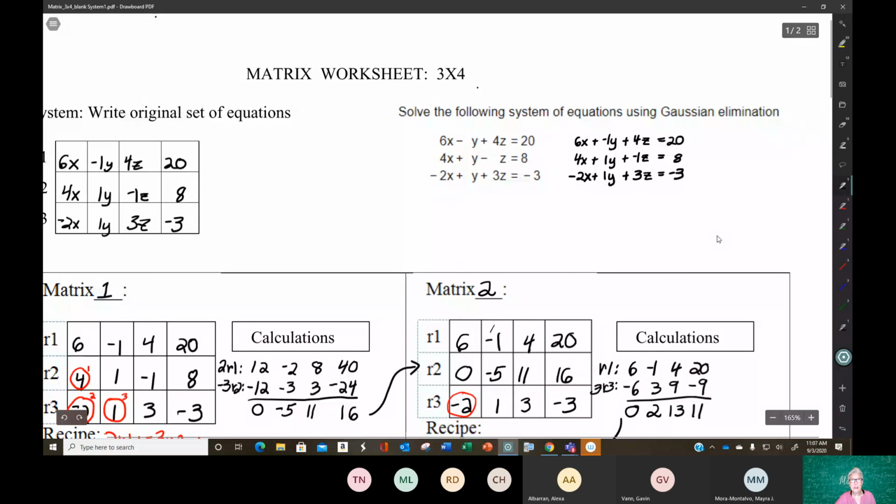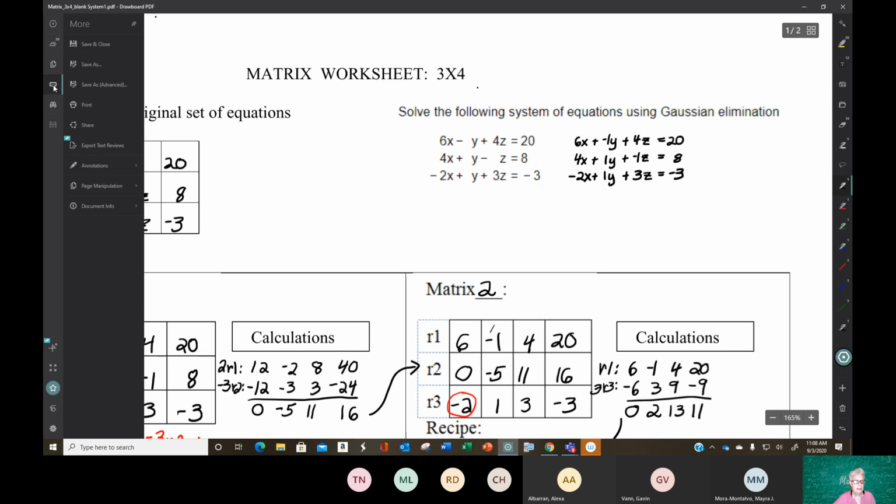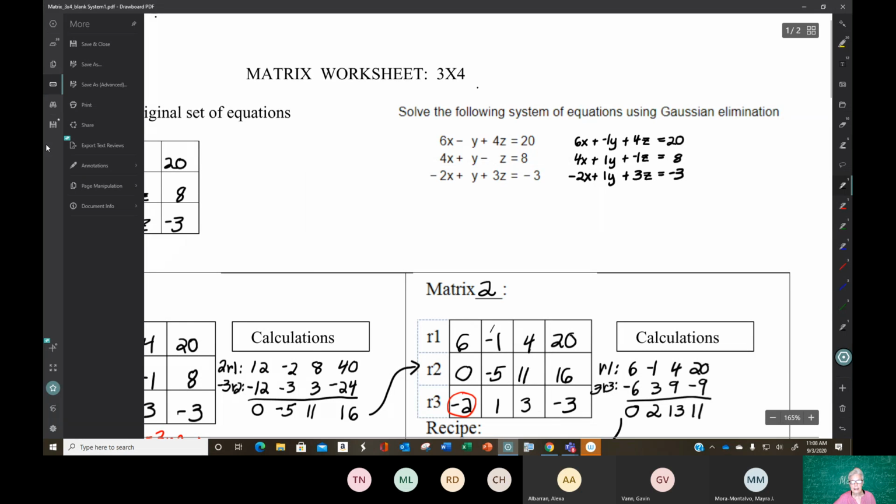Now we're going to do one of the last problems in your homework, and that's a word problem. How do you actually use this stuff? Okay, so let me solve again, and while I'm at it, I'm going to do something called flattening annotations. What that does is it makes the writing permanent, so it becomes part of the PDF.